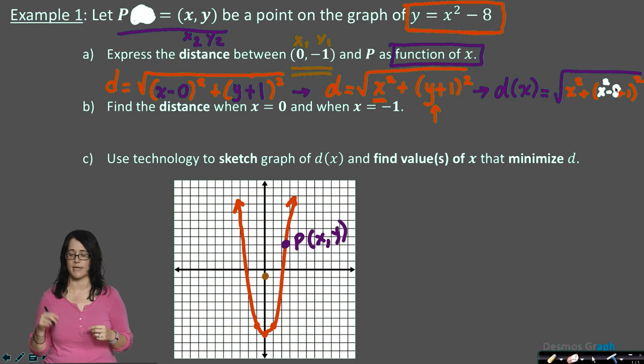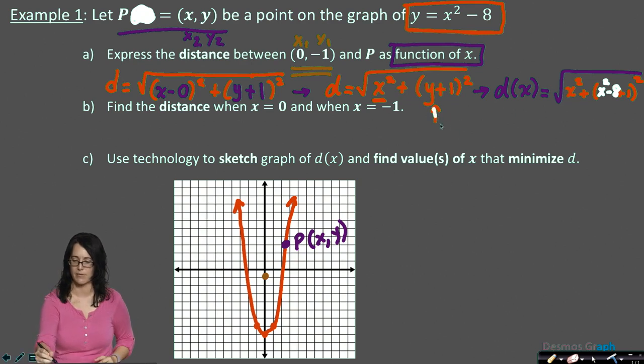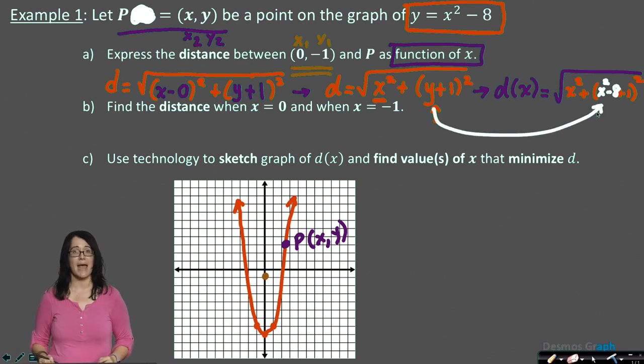Underneath that radical, it says x squared plus parentheses x squared minus 8. That replaced your y value. That's what we did right here. We replaced our y value. Then I'm adding 1 and squaring it. So take a moment, pause it if you need to, write that down correctly. All right, now that we've done that, we can actually combine like terms under the radical to clean it up a little bit.